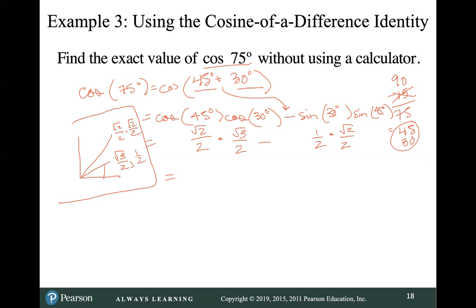Then I have the square root of 2 times the square root of 3 is the square root of 6, minus 1 times the square root of 2 gives me the square root of 6 minus the square root of 2, all over 2. I can't simplify that anymore because the square root of 6 and the square root of 2 are not like radicals. So that is my final answer. If you put that into your calculator, you will get a decimal approximation. And if you type into your calculator cosine of 75 and you're in degree mode, you will get approximately the same decimal, the same answer.